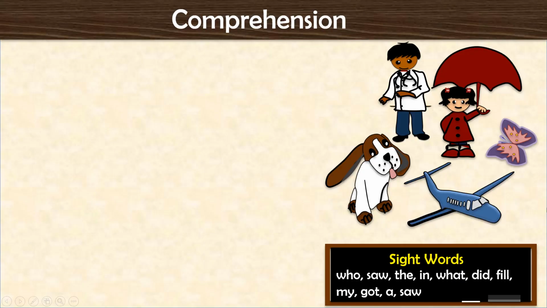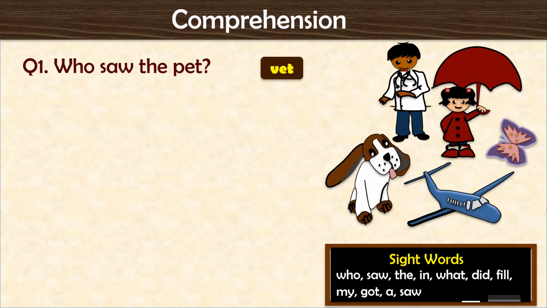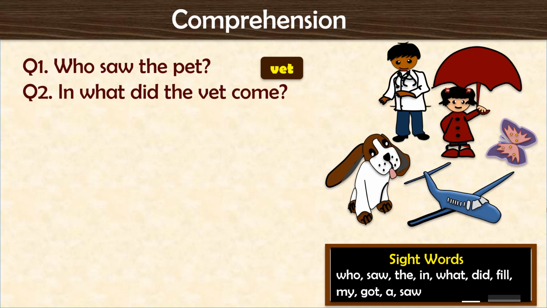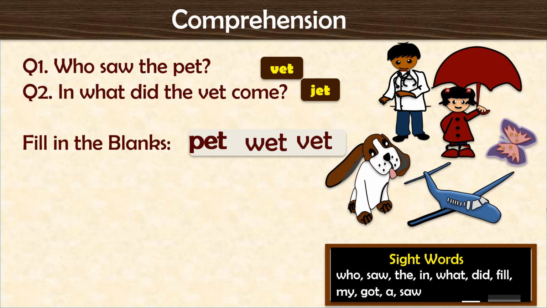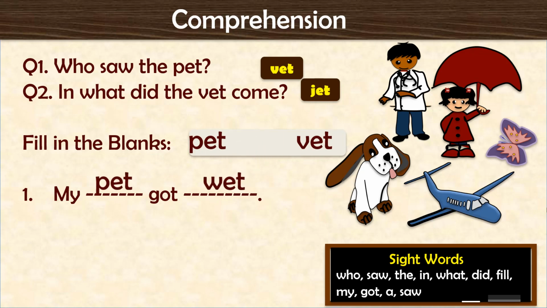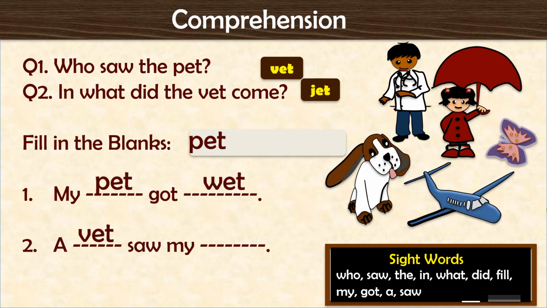Questions. Comprehension. Who saw the pet? Wet. In what did the wet come? Jet. Fill in the blanks. My pet got wet. A wet saw my pet.